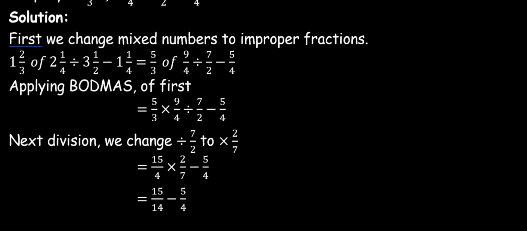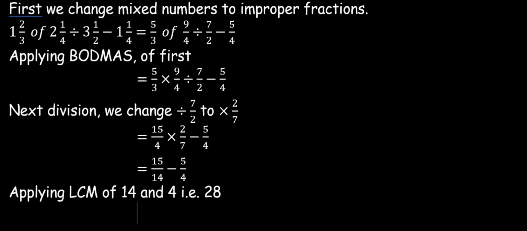Next, we apply LCM of 14 and 4. We roll our line. At the denominator, we have 28. And at the numerator, we have 28 divided by 14. That will give you 2. 2 times 15 is 30. 28 divided by 4, and at the numerator, we have 30 minus 35.